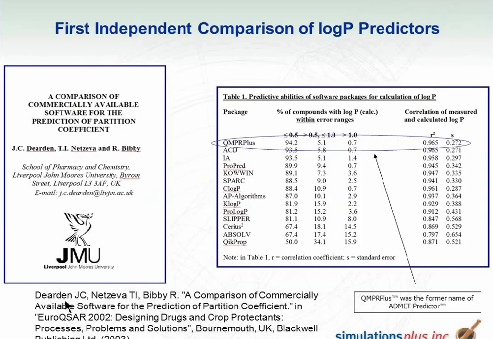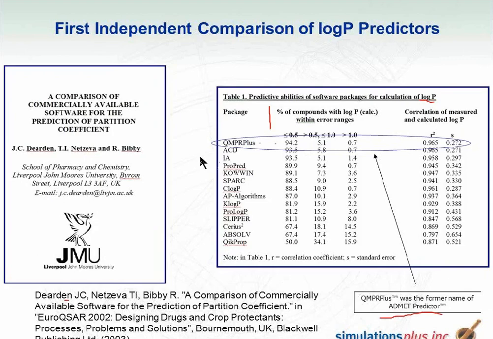It was by Dearden, and he looked at various log P packages and then ranked them according to the percent of compounds at various error ranges. So QMPR Plus used to be the name of the ADMET Predictor. So it ranked first with 94.2% of the compounds being predicted with an error of less than half a log.